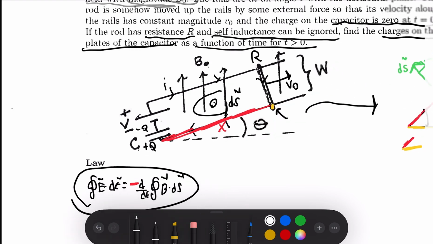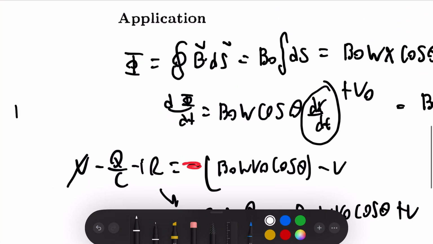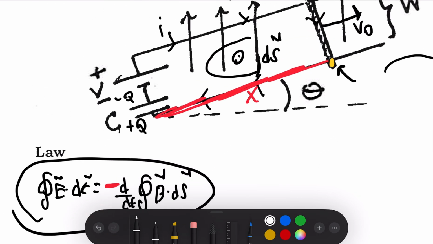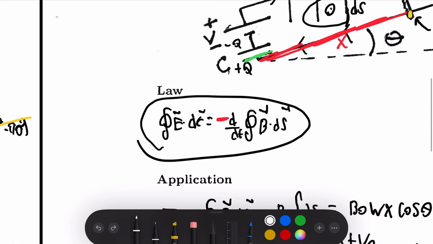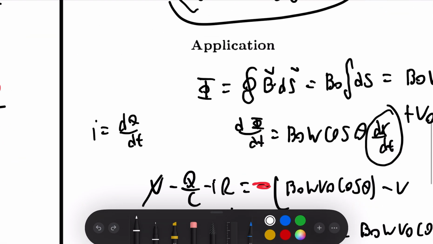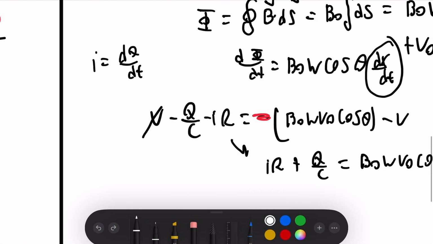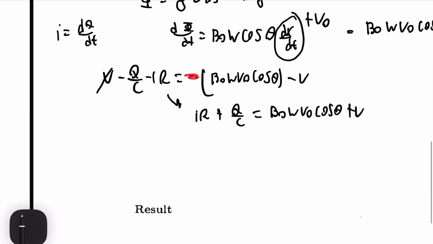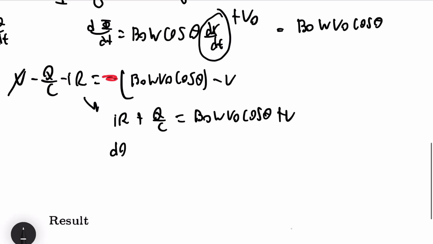And then we want to solve the differential equation in terms of capacitance. So recall that I is dq/dt. In this case it's positive because current is touching the positive part of the capacitor. If it was touching the negative part, it'd be negative dq/dt. That's why I like defining plus q in the same way as the current. So you don't really have to think about if it's positive or negative. If you do it this way, you're always going to have it as positive. And then the negative sign just depends on how you go around your loop. So I can rewrite this as dq/dt times R plus q over c equals B naught w v naught cosine theta plus v.